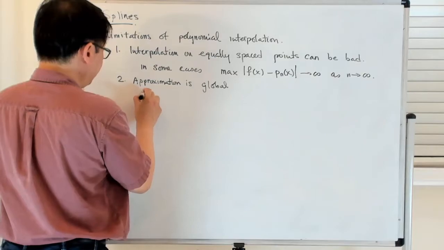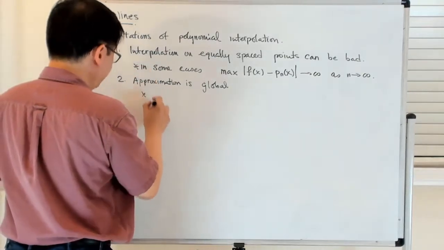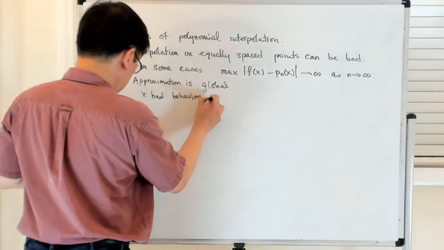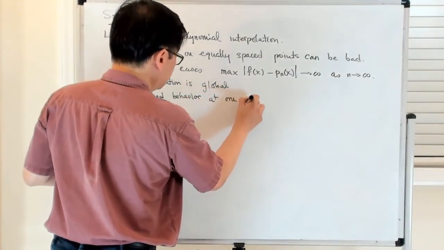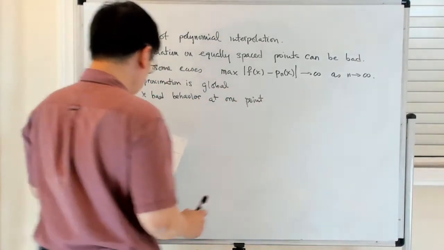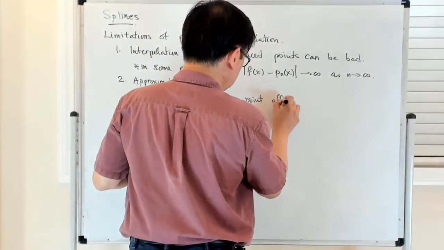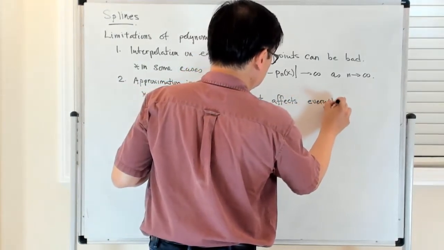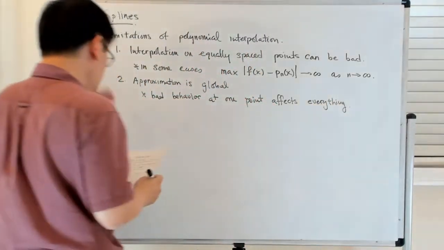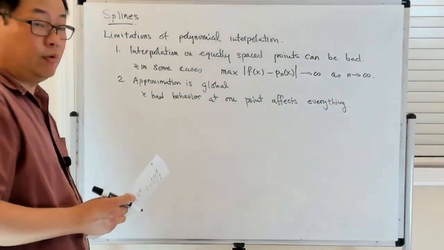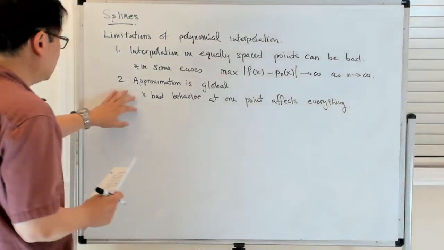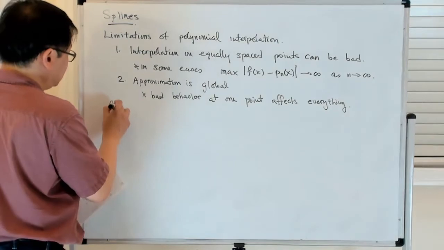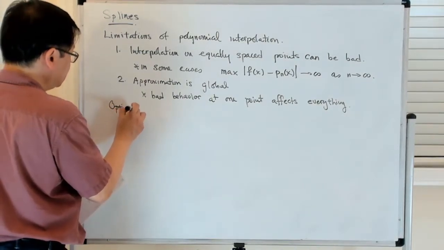and so what happens then is that bad behavior at one point affects everything. So if even one data point is bad, for example, that could contaminate the solution everywhere. Okay, so there are a bunch of options to deal with this.